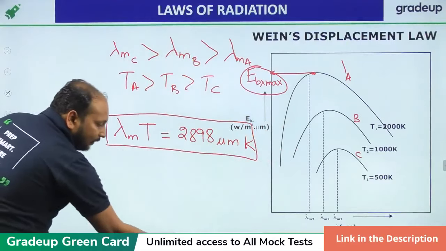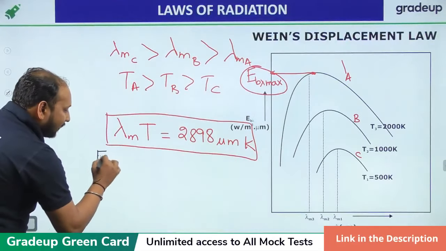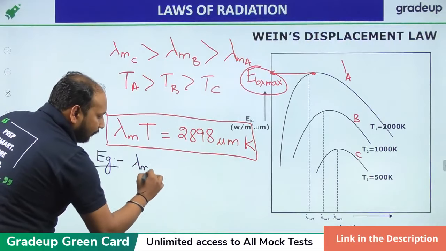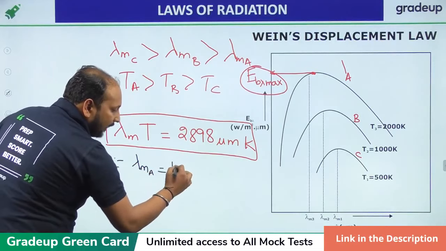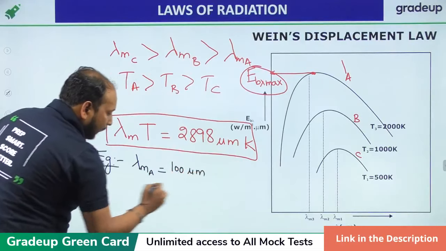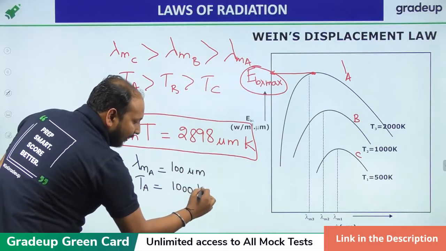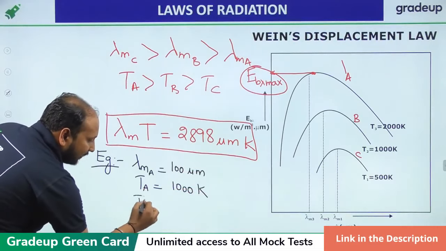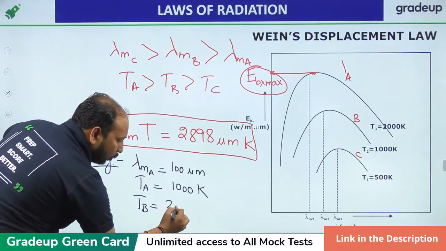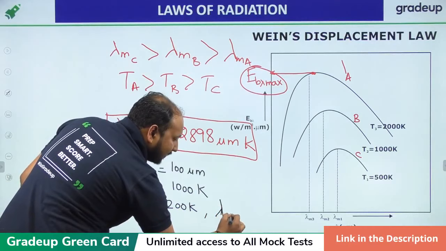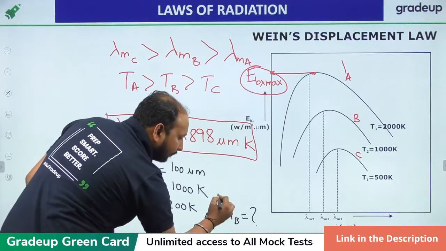We can take one example so that you will be able to understand. The example is something like this. We have lambda M A equal to 100 micrometer. Temperature A is 1000 Kelvin. Temperature B is 200 Kelvin. So can you tell me what will be the maximum wavelength for B?